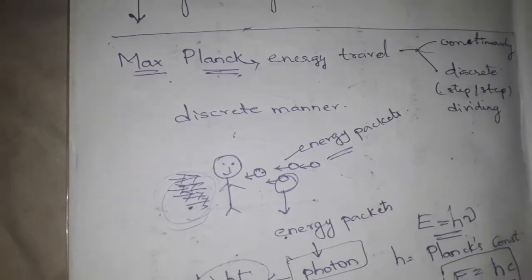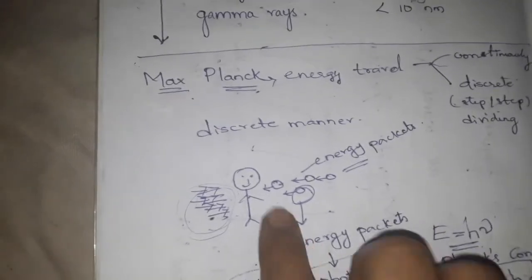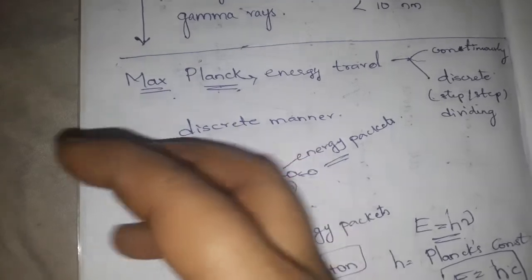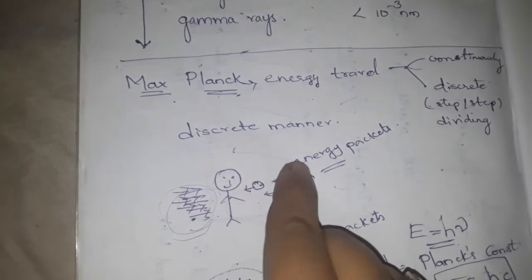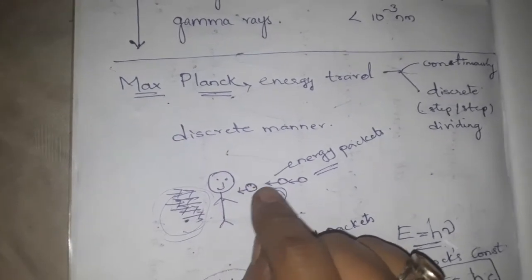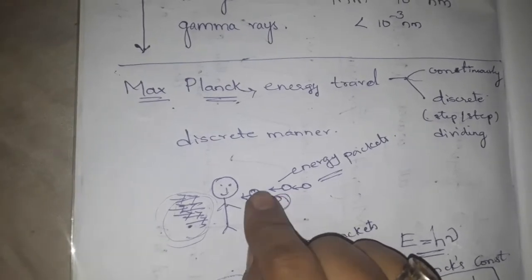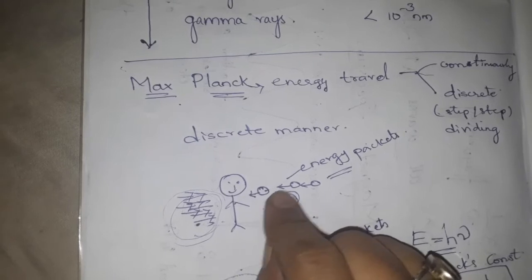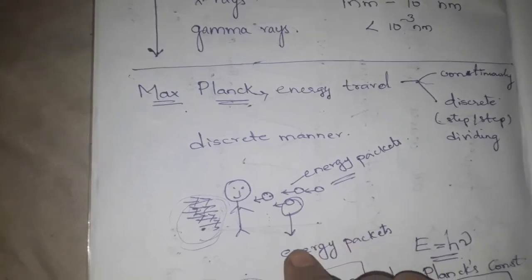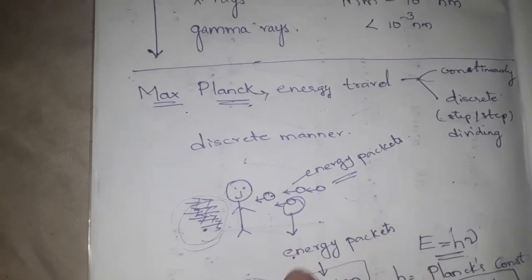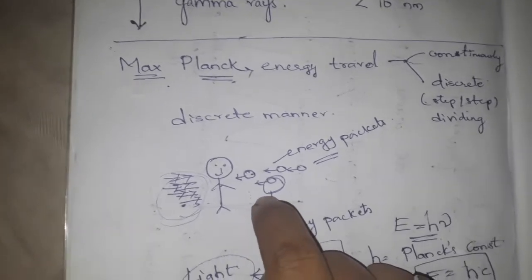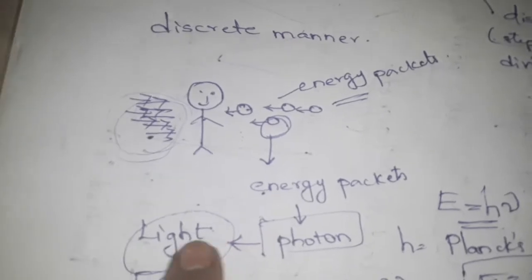For example, you are getting different kinds of rays. They are coming continuously, but whatever energy you are receiving, you are getting in small packets. Small energy packets you are receiving. One such energy packet is called a photon. This photon is nothing but light.